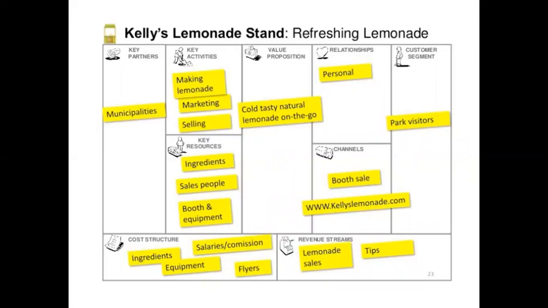Next, the lemonade stand, selling refreshing lemonade. Key partners are municipalities, and key activities are making lemonade, marketing, and selling. Key resources are ingredients, salespeople, booth and equipment. The value proposition is cold, tasty, natural lemonade on the go. Customer relationships are personal, customer segments are park visitors, and the channel is booth sales. Cost structure includes ingredients, salaries, commissions, equipment, and flyers. Revenue streams are lemonade sales and tips.